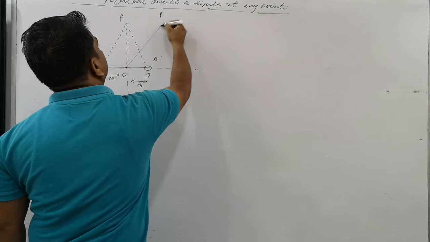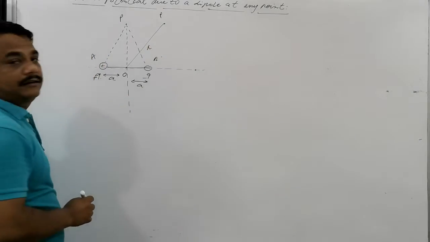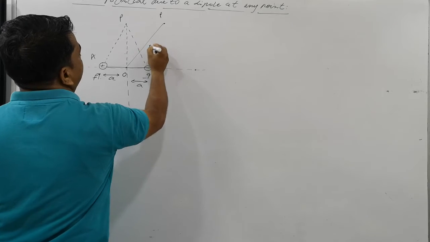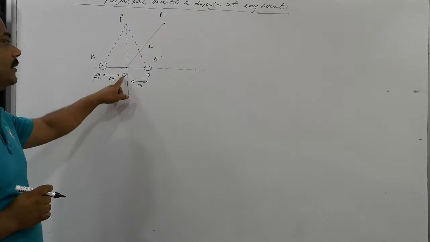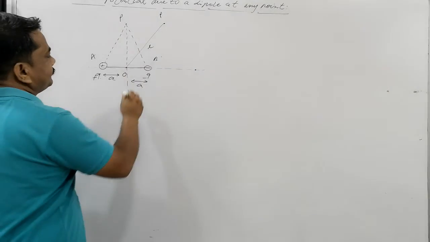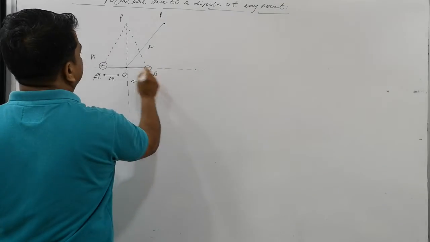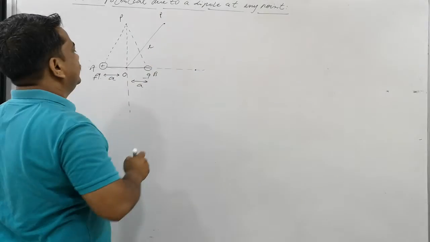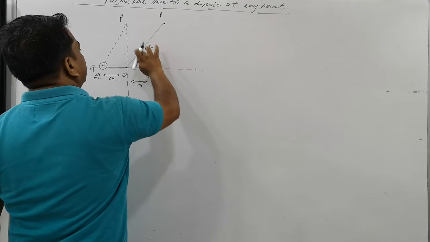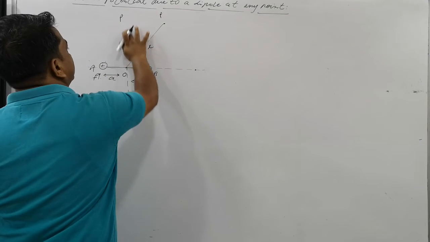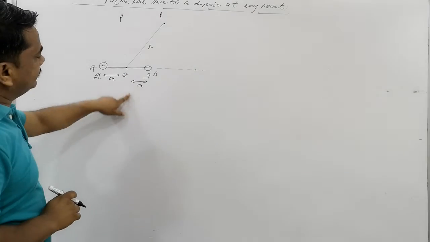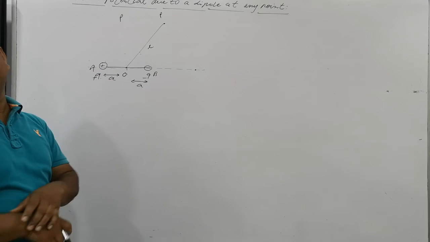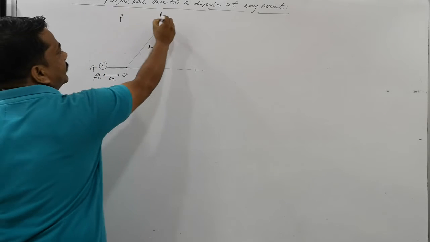Its position vector is always given with respect to the origin. It's R. Clear? The position vector of the point is always given with respect to the origin. So what we can say here is, it's point B or point A. We want to find the electrostatic potential at any point here. Obviously this is a system of two charges, so the electrostatic potential at this point will exist due to both the charges. Clear?